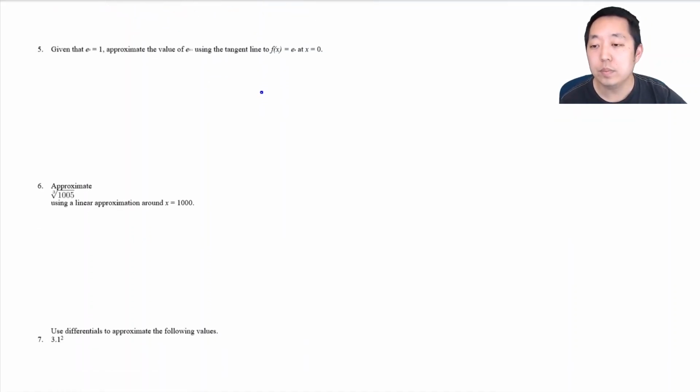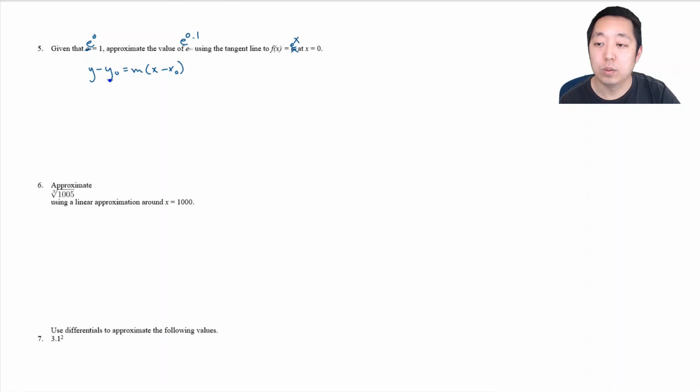Okay. Given that e to the 0 is equal to 1, approximate the value of e to the 0.1 using the tangent line of f of x equals e to the x at x equals 0. Sorry, I guess when I copied it over, it didn't keep the exponent very well. Okay, so tangent line approximation: y minus y naught is equal to m times x minus x naught.